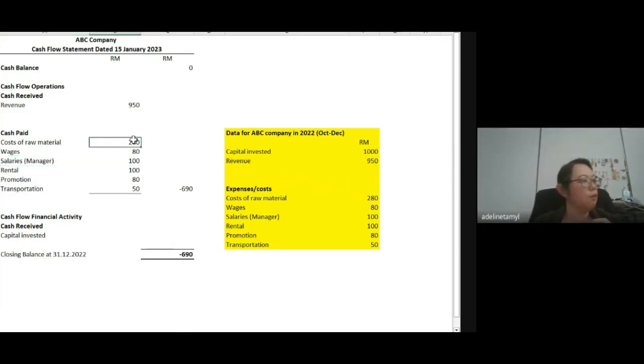So after I copy it down, I have the formula set. So minus 690. These are all the costs, all the costs that have been paid. How about the capital that I invest? Yes, capital that you invest also you have to include here. So it's 1,000. See, from here, I put it here. So after the formula helps me to set, my closing balance on the 15th of January is 310.